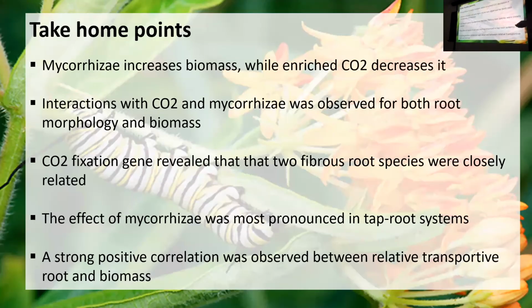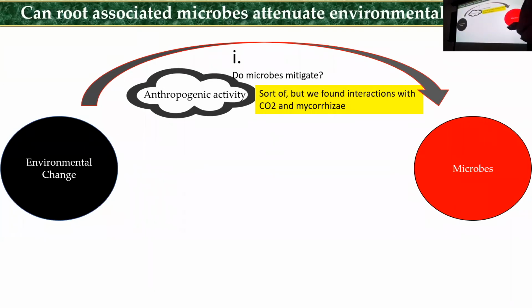Okay, take home points for this portion of the talk. Mycorrhizae increases biomass while enriched CO2 decreases it. Interactions between CO2 and mycorrhizae were observed for both root morphology as well as biomass. We saw a relationship with the CO2 fixation gene and phylogeny, and the effect of mycorrhizae was most pronounced in taproot systems, and there was a strong positive correlation between relative transport route and biomass.